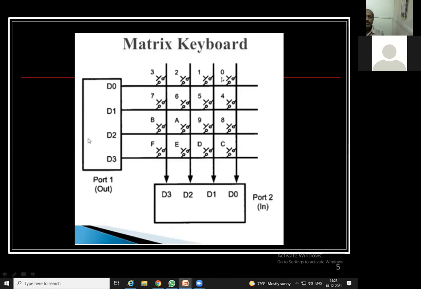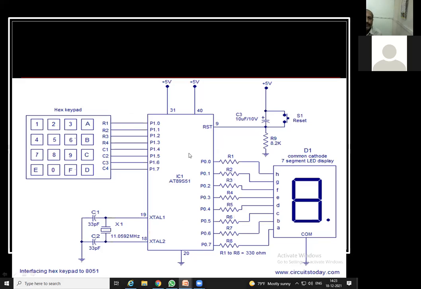Again, the arrangement of 0 1 2 3 might be different, so no need to worry. The 7 is here, at D1 and D3. If the number 7 key is pressed, it involves port 1 D1 and port 2 D3. Got it? In that way it has the cross connection.